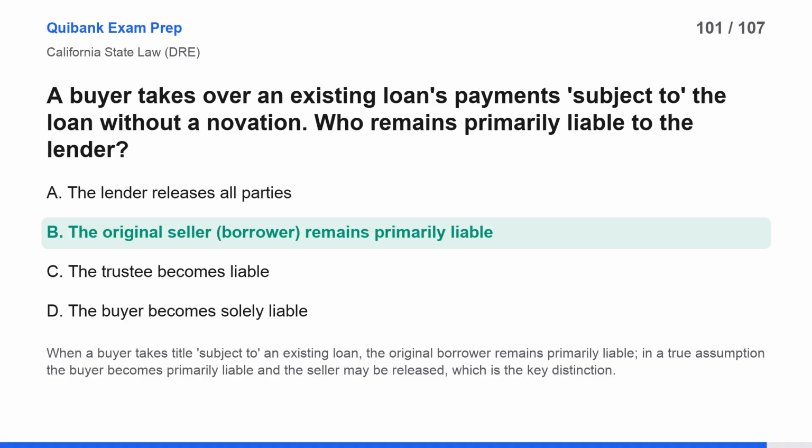The answer is B. The original seller borrower remains primarily liable. When a buyer takes title subject to an existing loan, the original borrower remains primarily liable. In a true assumption, the buyer becomes primarily liable and the seller may be released, which is the key distinction.